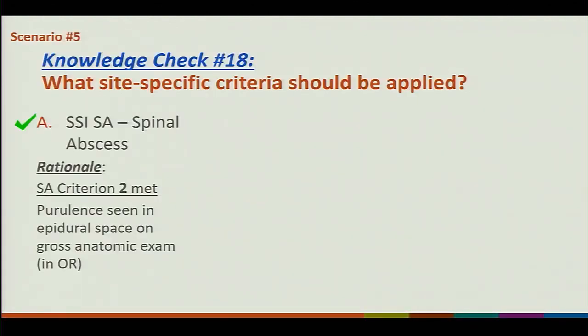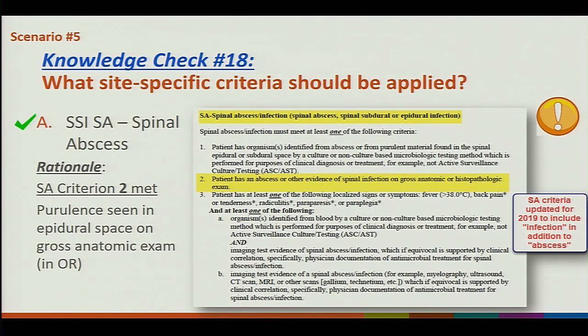Well, purulence was seen in the epidural space on gross anatomic exam. So spinal abscess is a definition that applies to spinal abscess, subdural, and epidural infection. So we have purulence noted in that epidural space. That's why you'd steer more towards applying spinal abscess in this case.